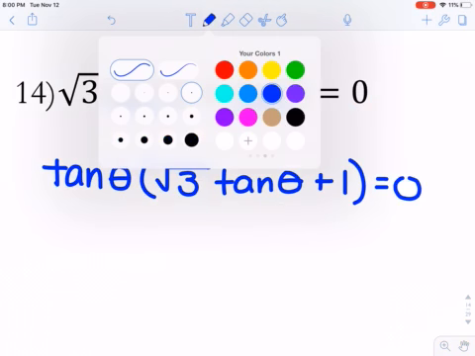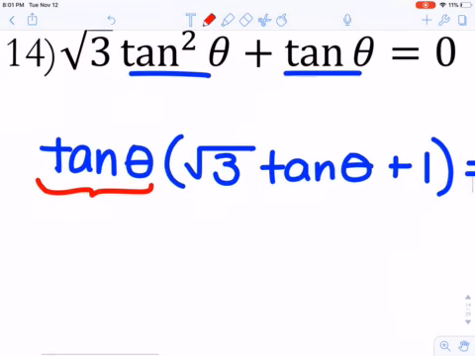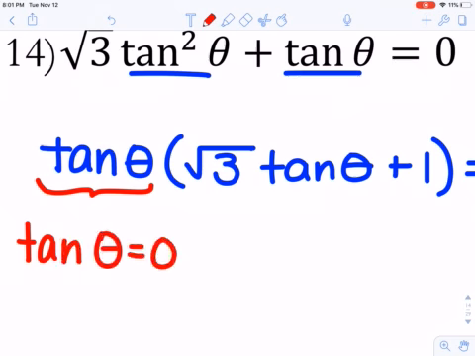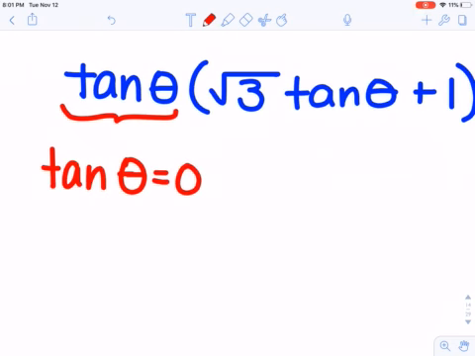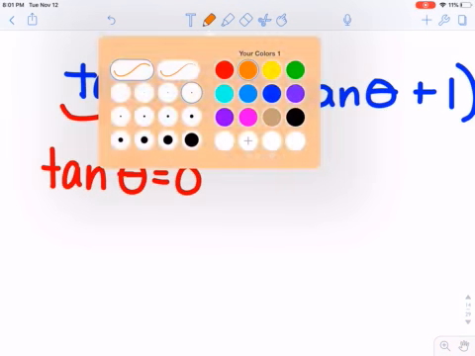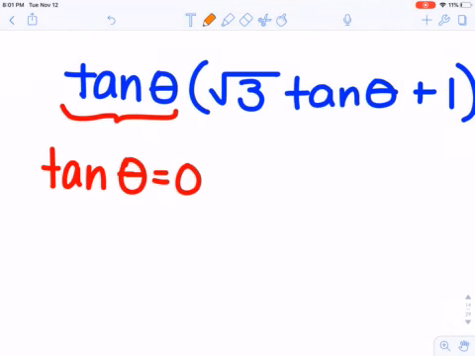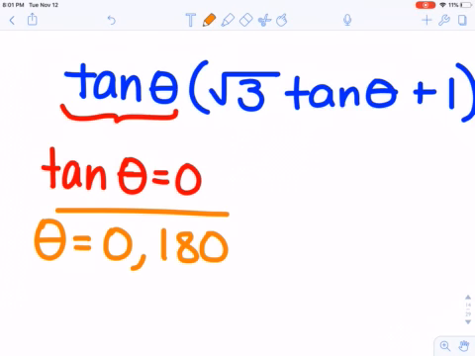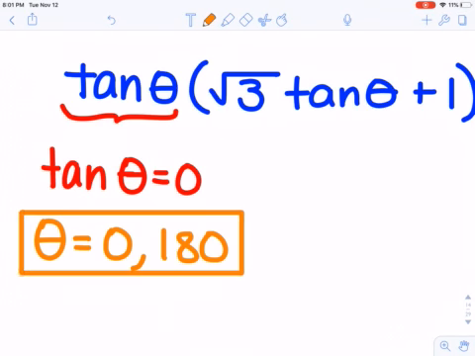Now what I'm going to do is take each factor and set it equal to 0 to solve. So tangent of theta equals 0. I want to think about, where is tangent equal to 0? The way I remember this with zeros and undefines is that tangent's undefined on the y-axis and it's 0 on the x-axis. So this answer will be 0 and 180. That's where tangent is equal to 0.